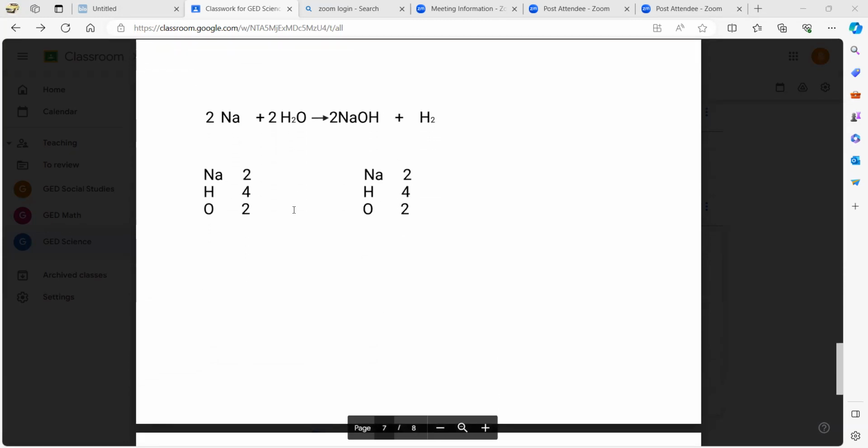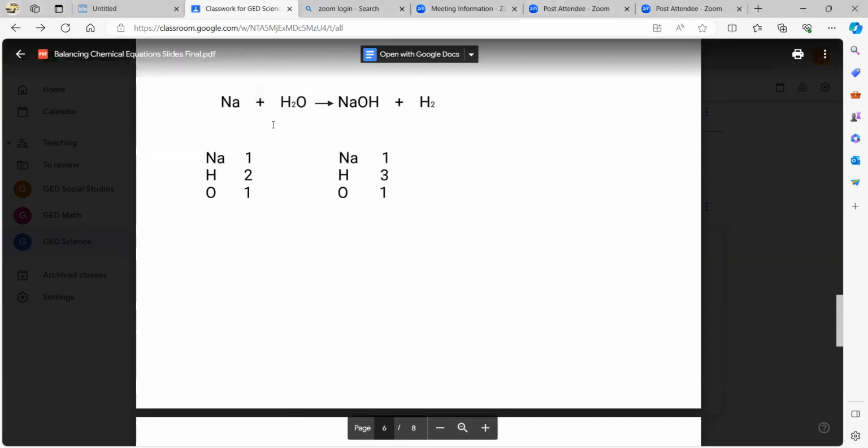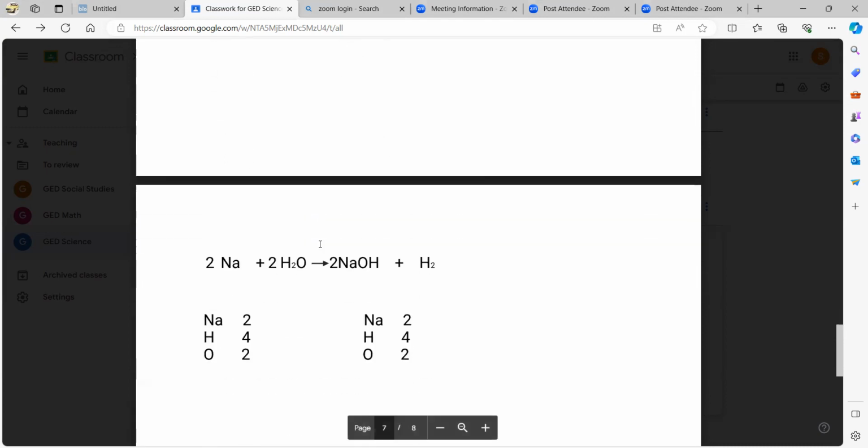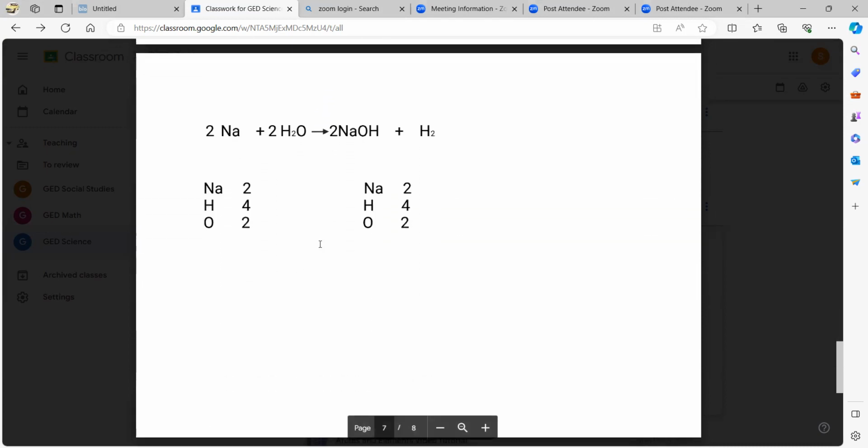Okay, if I put a 2 right here, that means right here, 2 times 2 is 4. That means I have 4 hydrogens over here, but I only have 3 over here. So now what do I do? That's not going to work either. So let's check out what else we try to do.